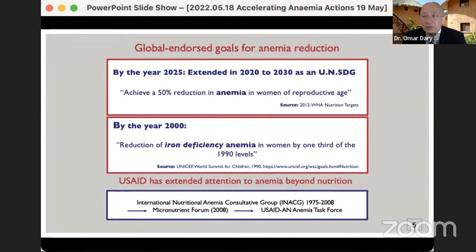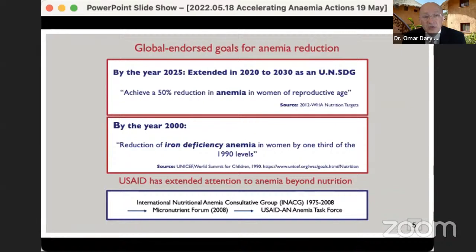The World Health Assembly of 2012 endorsed the target of reducing anemia prevalence in women of reproductive age by 50% by the year 2025, which has been proposed to be extended to the year 2030 as one of the Sustainable Development Goals. A similar objective was established in 1990, when public health nutritionists committed to reduce the prevalence of iron deficiency anemia by one third by the year 2000. But nothing happened, and we need to analyze why.